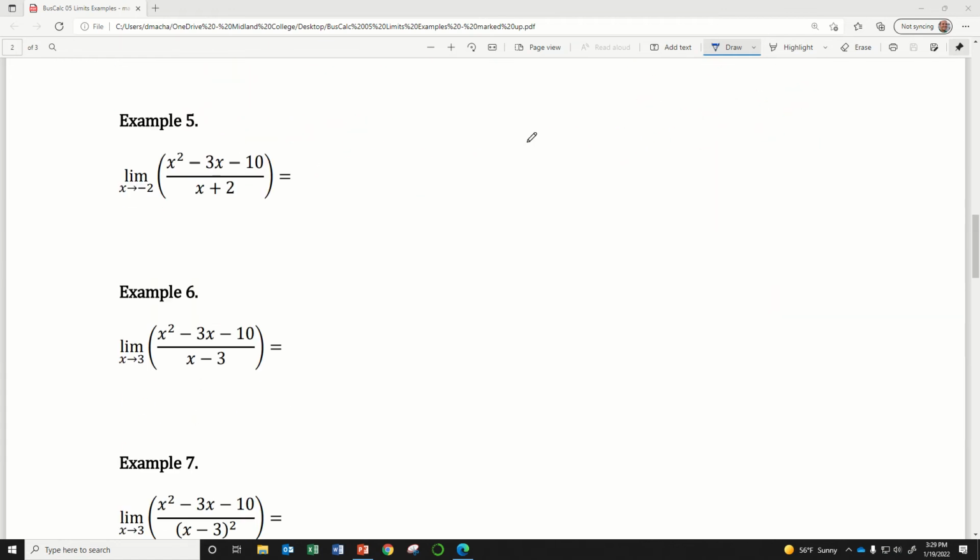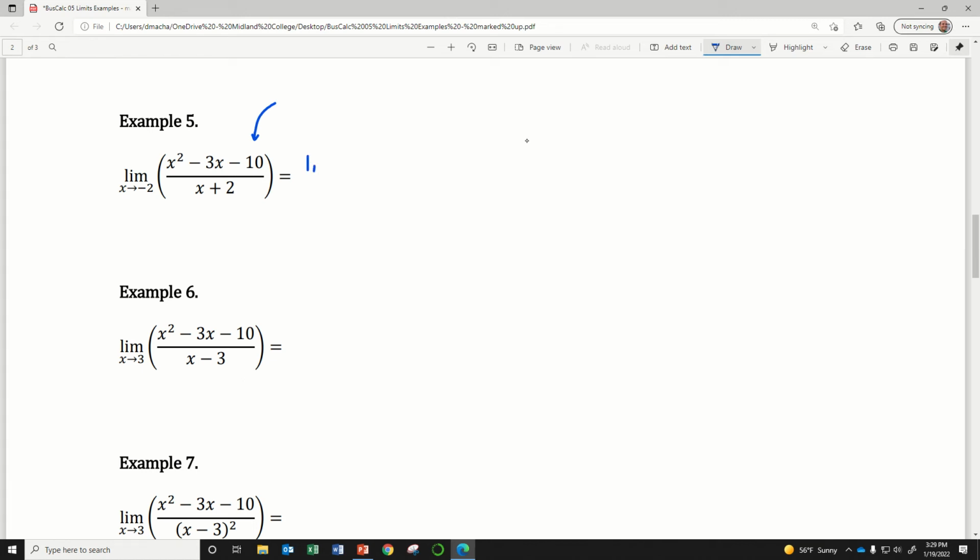Okay, so example 5 is asking about the limit as x approaches -2, a two-sided limit, of this rational expression: x squared minus 3x minus 10 in the numerator with x plus 2 in the denominator. And I think what we should do is go ahead and try to factor this numerator, right? Because this is a quadratic polynomial in the numerator.